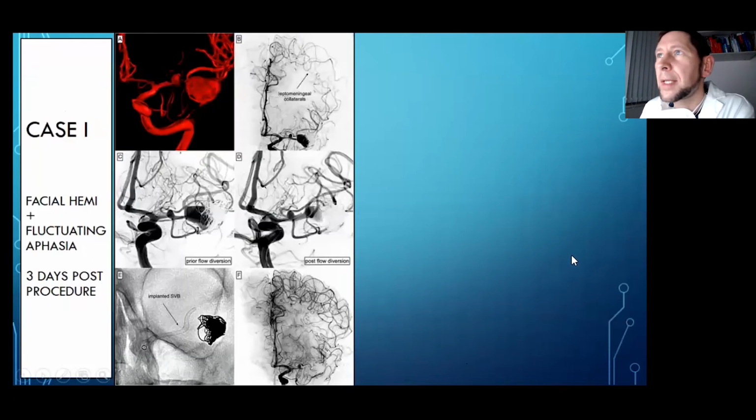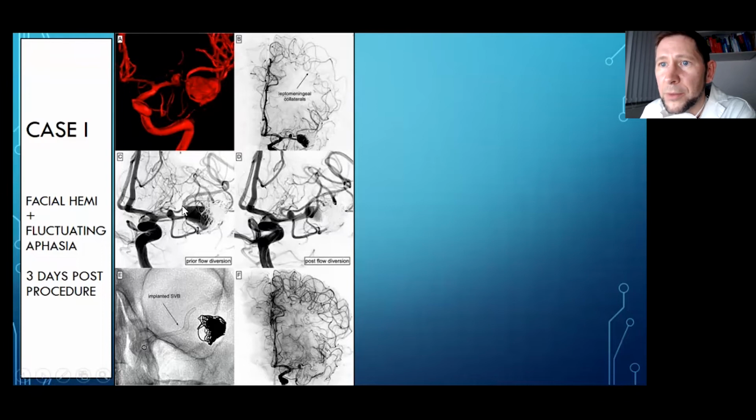So here is the first case I want to show you. We have a patient with this large MCA aneurysm at the MCA bifurcation of the left-hand side. There's also an incidental M1 aneurysm, which is shown here in the 3D imaging, which you can also appreciate in the conventional 2D images. So the patient presented with facial hemiparesis and fluctuating aphasia 3 days post-procedure. And interestingly, there were already significant leptomeningeal collaterals after the initial coil occlusion.